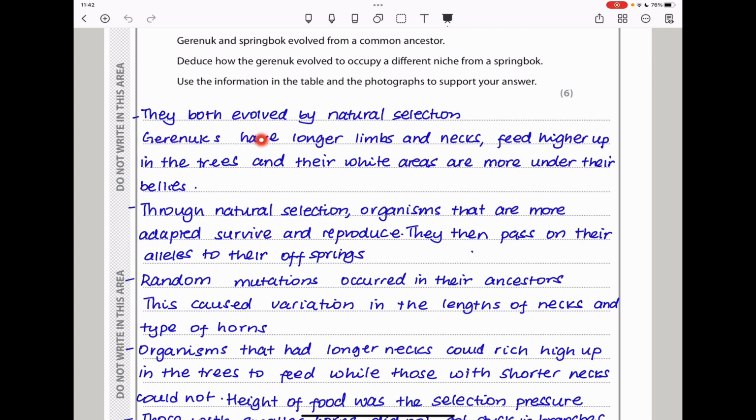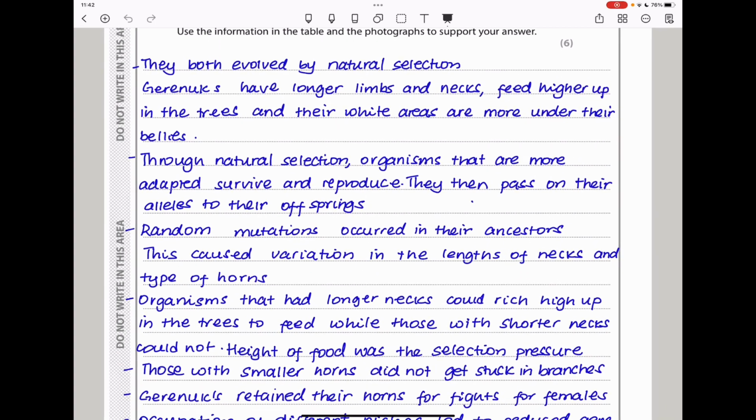And we can see that the Garanox have longer limbs and necks. They feed high up in the trees and their white areas are more under their bellies. So we can see that is by natural selection. So I say through natural selection, the organisms that were more adapted survived and reproduced and they then passed on their alleles to their offsprings.